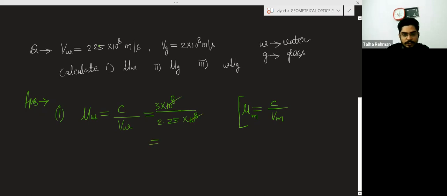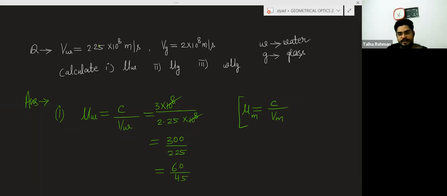So when you remove this point here, you will have 300 and here you will have 225. Now you can cancel out with 5. 5 sixes are 30, 5 fours are 20, and 5 fives are 25. Again divide by 5: 5 ones are 5, 5 twos are 10, and 5 nines are 45. Now divide by 3: 3 fours are 12, and 3 threes are 9. So it will become 4 by 3.